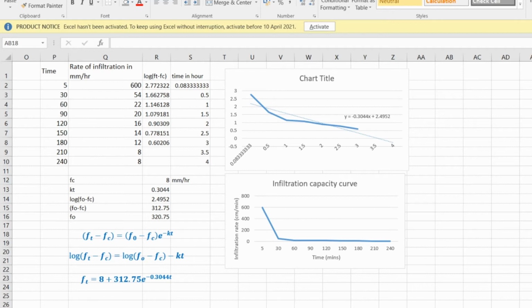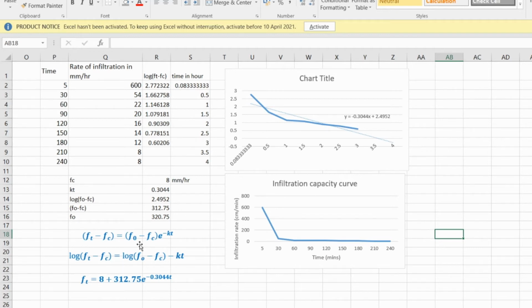Now you can clearly see that I have solved this infiltration equation. This is what my infiltration equation is: Ft is equal to 8 plus 312.75 e raised to minus 0.3044 times t. We all know these basics of how to calculate this, but I'm going to briefly explain it again so that you can understand how this has been solved.